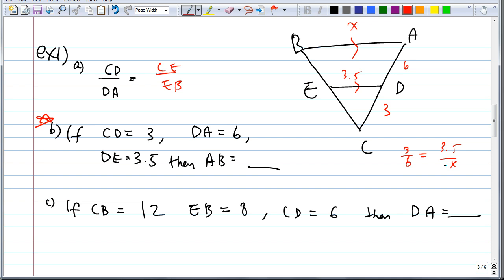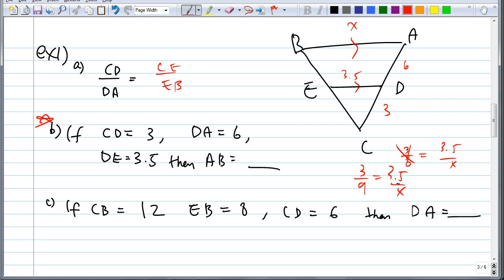What should we do, Naomi? Okay, guys, listen. Pay attention. Instead of 3 over 6, it should be 3 over 9. So 3 over 9 equals 3.5 over X. Why do we need 3 over 9, not 3 over 6? Why can't we just do 3 over 6? Isn't that the triangle inequality? I mean, triangle proportionality theorem? No, it's not. Why not?